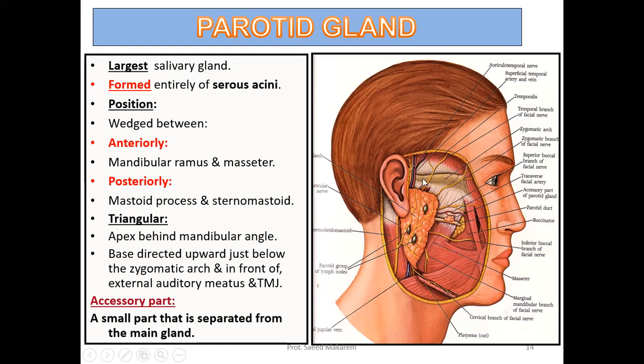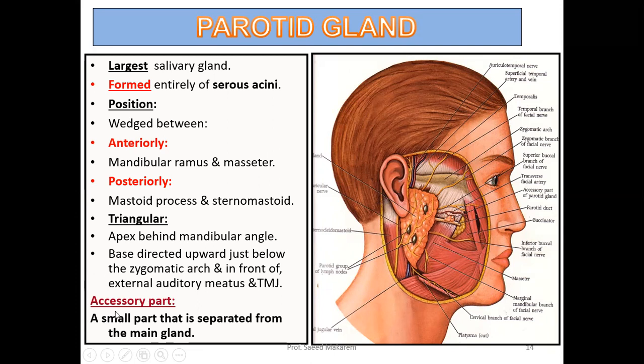There is a bony arch called the zygomatic arch. So the base is directed upwards just below the zygomatic arch and in front of the external auditory meatus. This opening here of the ear is called the external auditory meatus, as well as the TM joint. TM joint is between the temporal bone as well as the mandible. That joint is called the TM joint. Okay, so the TM joint as well as the external auditory meatus are in the front.